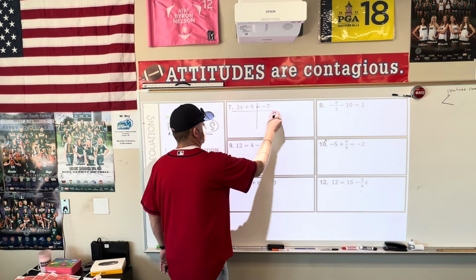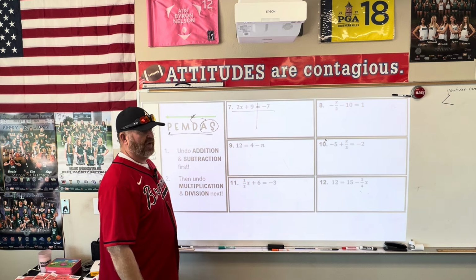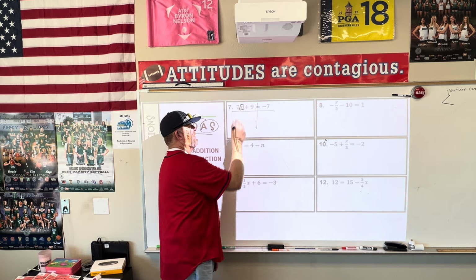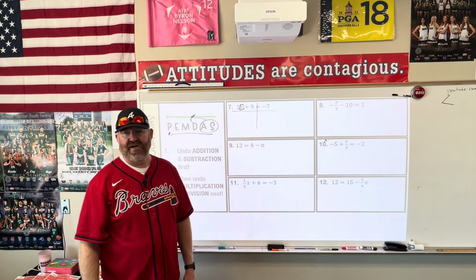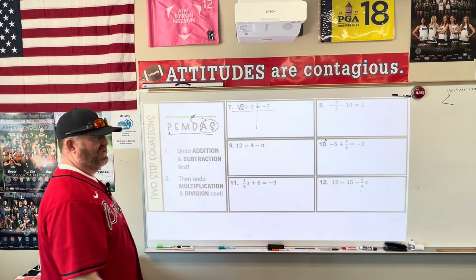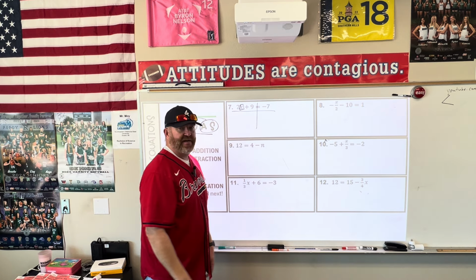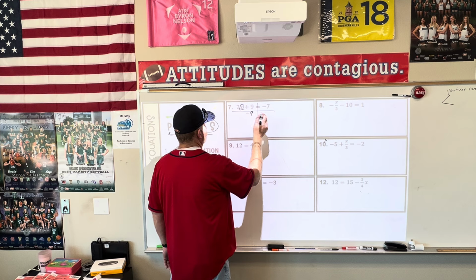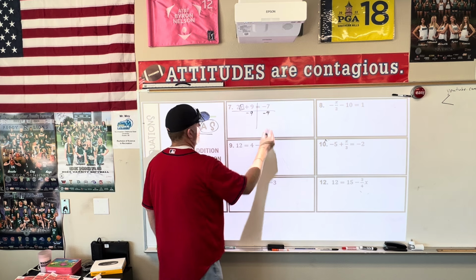I do my little T. What letter am I solving for, guys? X. So what am I adding or subtracting first? 9. Is that a positive 9? Is it a negative? What is it? It's a positive 9. How do I get rid of a positive 9? Subtract 9. But if I do it to one side, why do I have to do it to both sides?